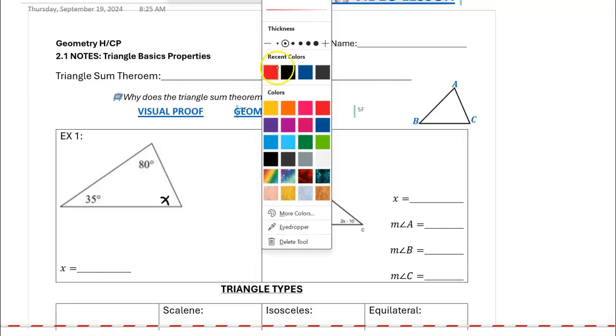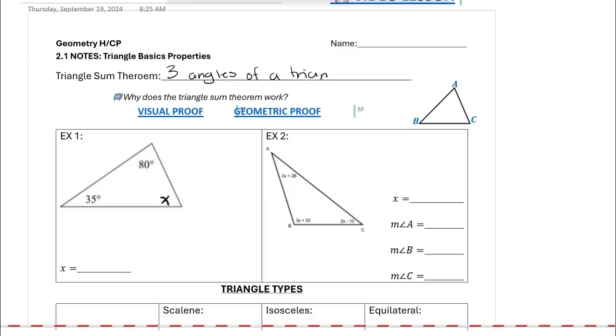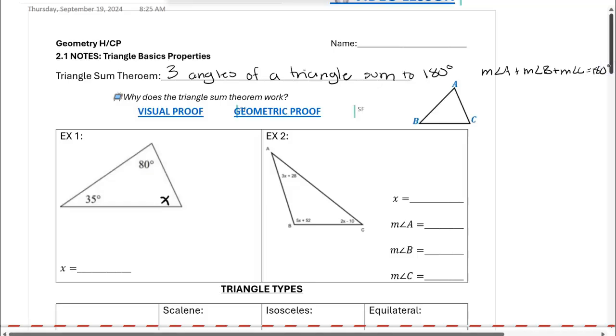So this states that the three angles of a triangle sum to 180 degrees. So this is like saying the measurement of angle A plus the measurement of angle B plus the measurement of angle C is equal to 180 degrees.